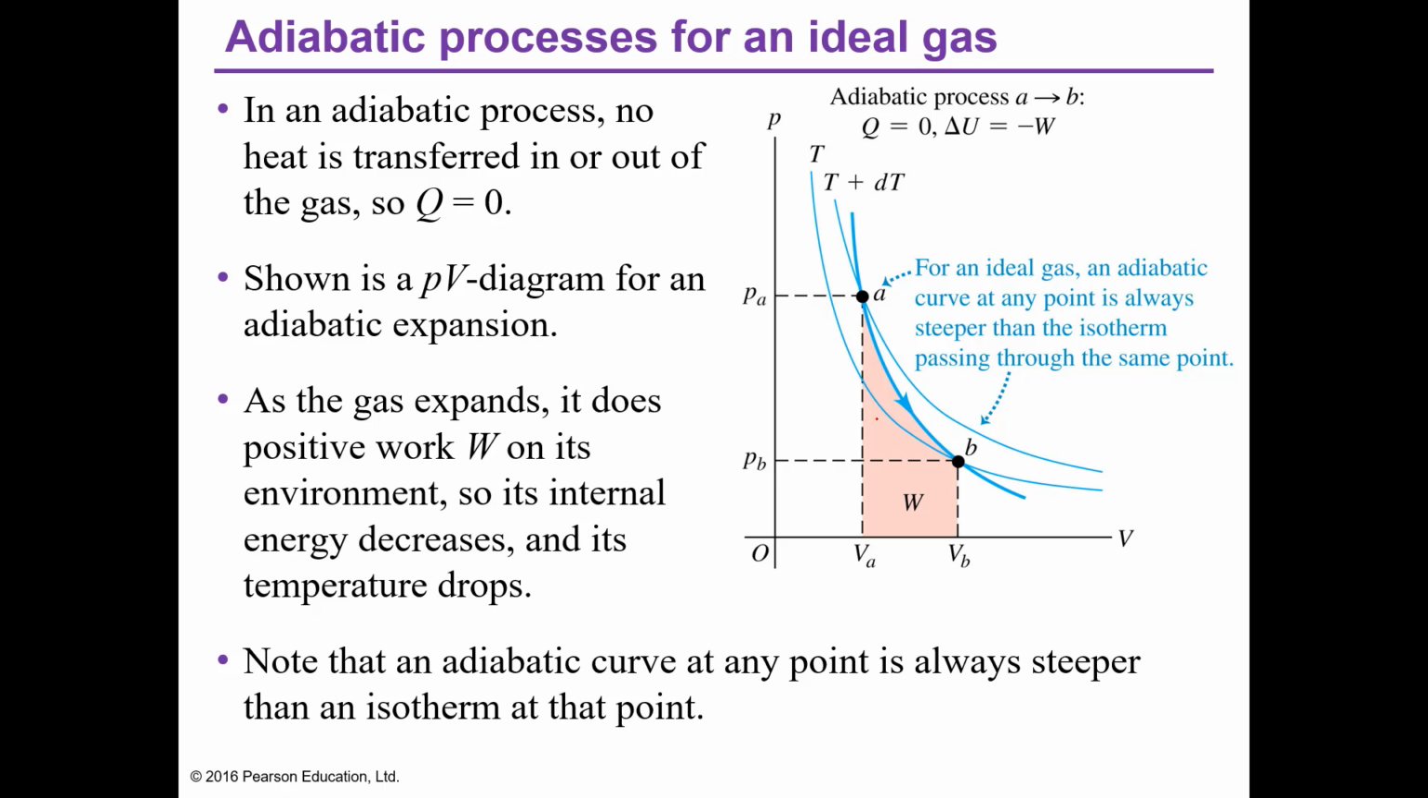So last we have the adiabatic process for an ideal gas. We have to take note that for an adiabatic process, Q is equal to 0. As shown in this PV diagram, we have this adiabatic expansion from point A to point B. For an ideal gas, an adiabatic curve at any point is always steeper than the isotherm passing through the same point. As the gas expands, it does positive work on its environment, so its internal energy decreases and its temperature will drop. Note that an adiabatic curve at any point is always steeper than an isotherm at that point.